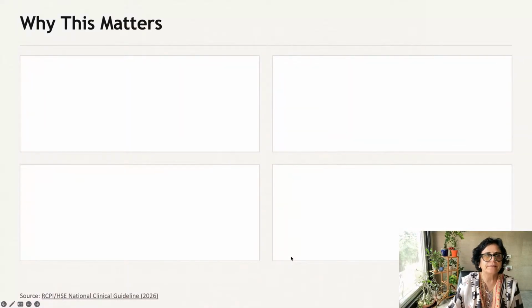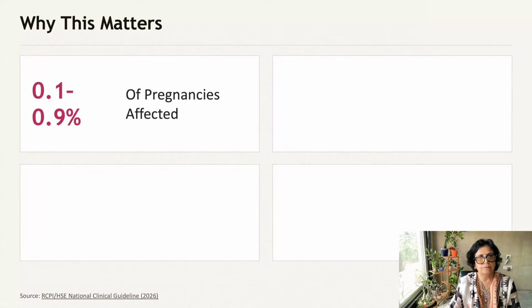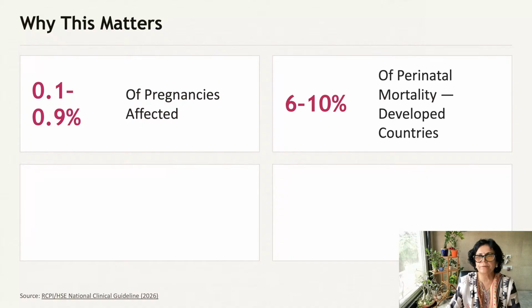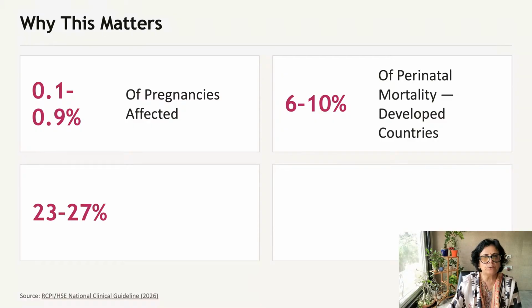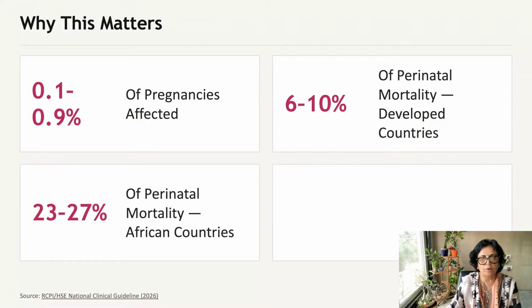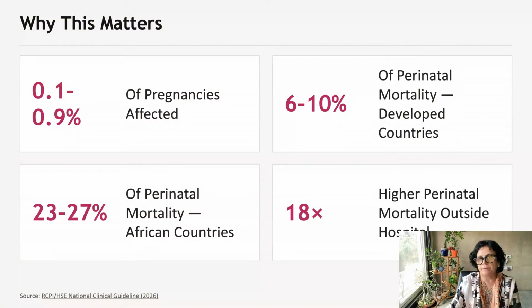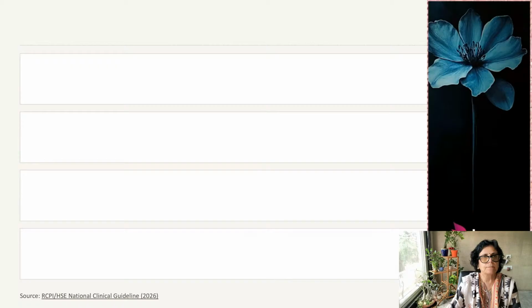So, why this matters? 0.1 to 0.9% of pregnancies are affected. It accounts for 6 to 10% of perinatal mortality and morbidity in developed countries, 23 to 27% of perinatal mortality in African countries, and an 18 times higher perinatal mortality outside the hospitals.